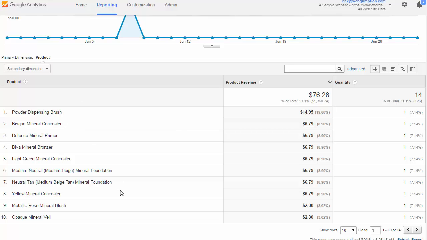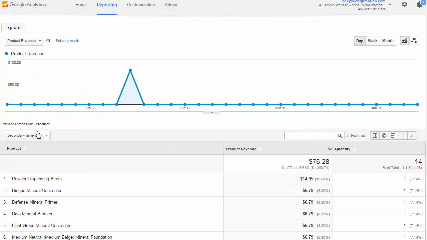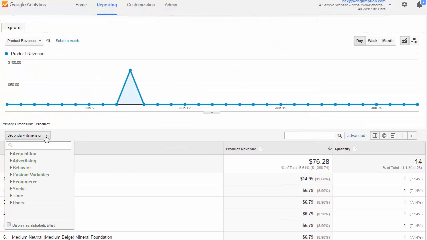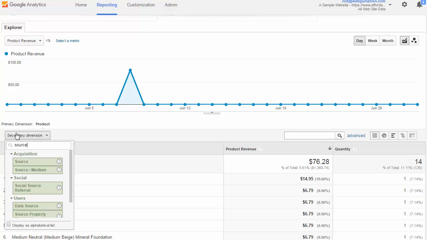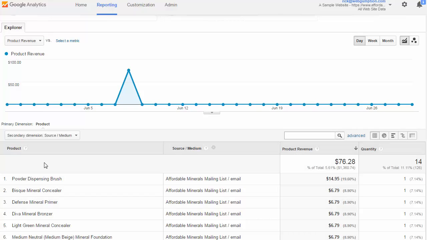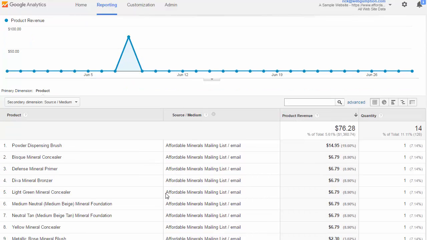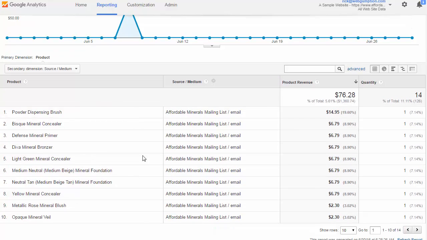We know all the products that were purchased and the revenue generated. But with this little toggle up here where it says secondary dimension, we can actually look at the source and medium. This is going to tell us, at the product level, because technically different products could have been added via different sources and different sessions, where this particular transaction came from. In this example, they added everything to cart in the same session, and it came from our email list.